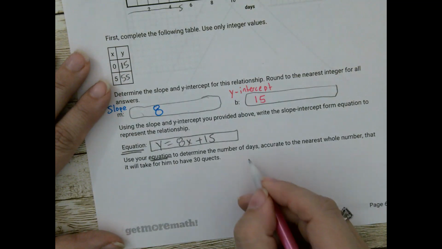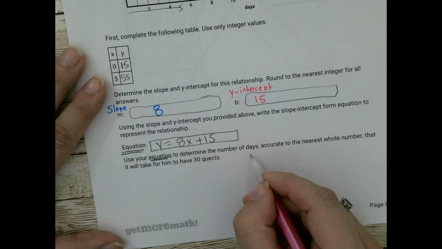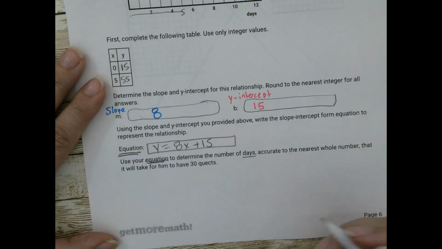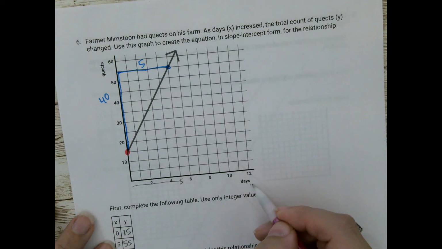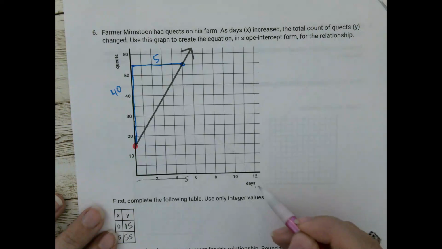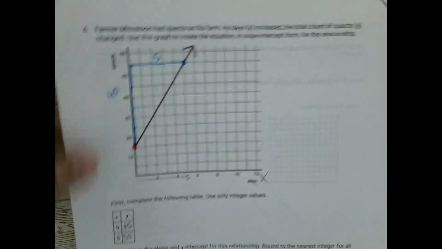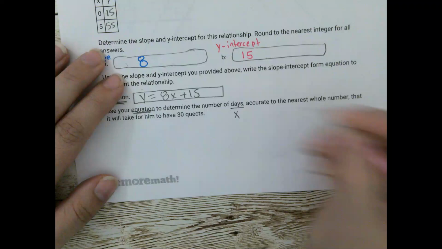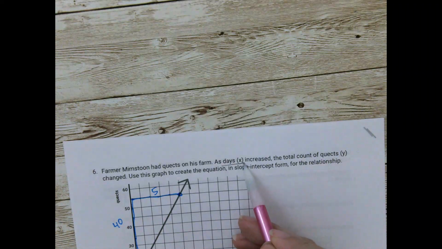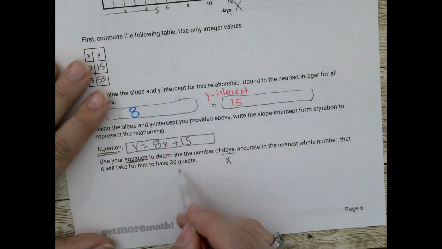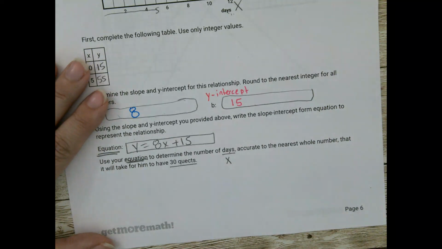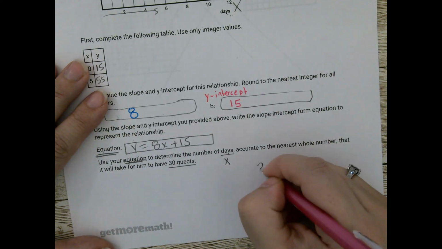The last part says, use your equation, we just did this with our table, to determine the number of days. Days is the X or Y? Everybody should know. He's not keeping secret information. It tells you in your table. Days is the X. It also says it up here in the words. So it's there for you. To the whole number, that will take him to have 30 quecks.